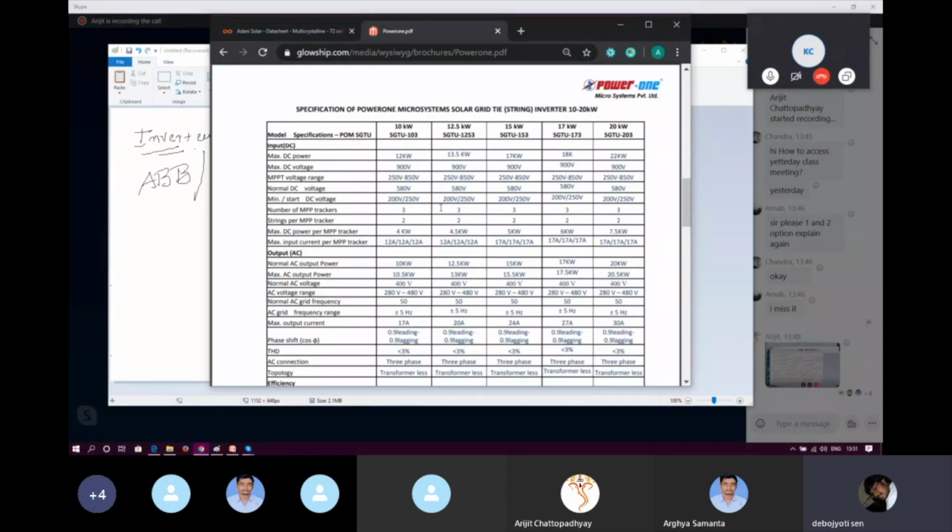There are a few parameters we need to note down. First, we need to check the maximum DC power, what input power we can give. It is greater than 10 kilowatt peak or whatever we are designing. So this inverter is the correct choice for us. Next, the maximum DC voltage. Till that voltage, it won't be damaged. But this is not the parameter we'll be looking for. We're looking for the third parameter, the MPPT voltage range, which is 250 to 850.